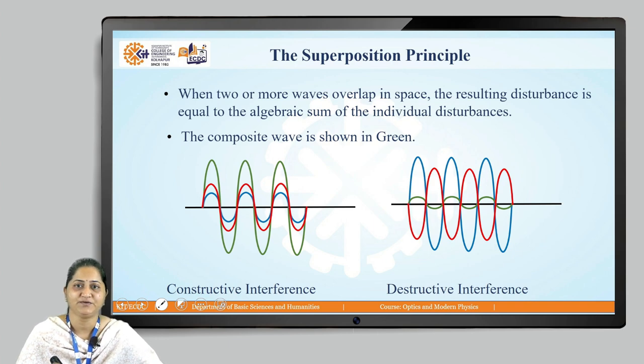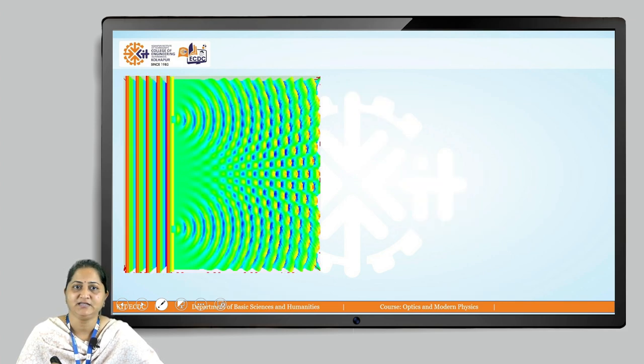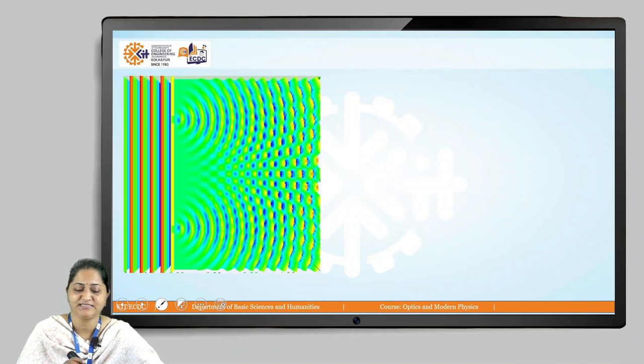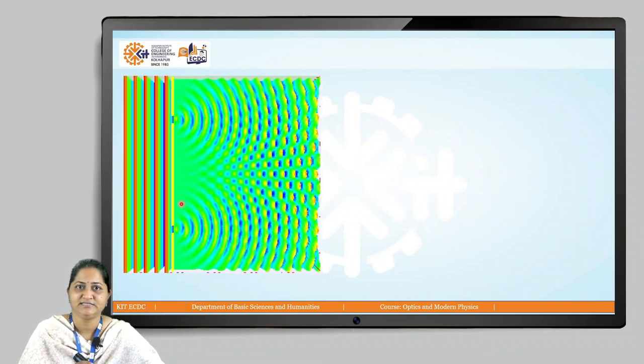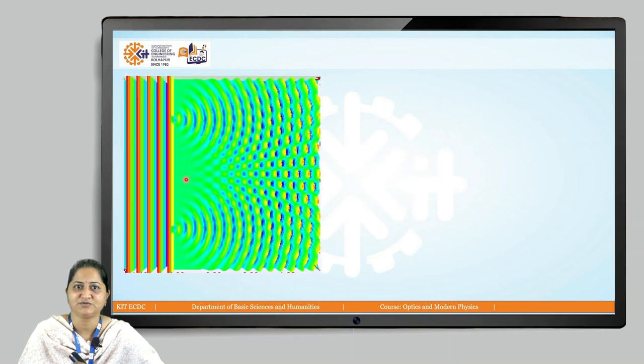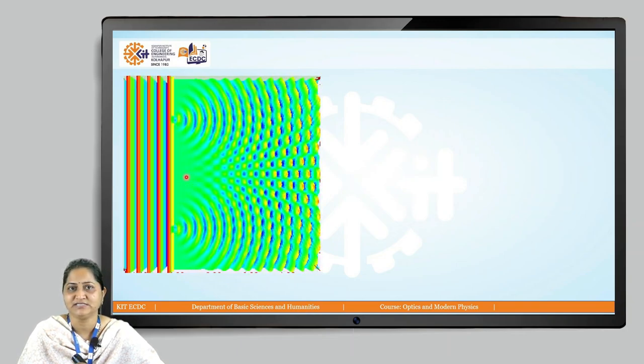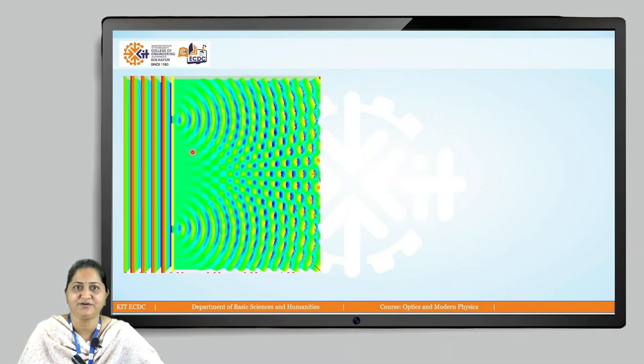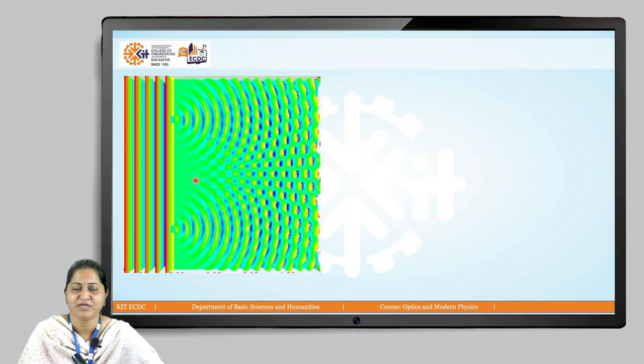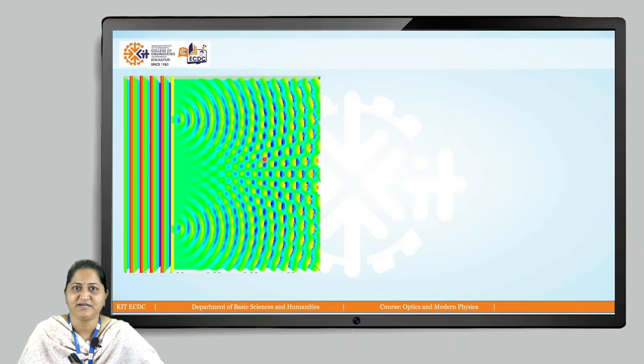So these two types of interference are based on the amplitude of the resultant wave, and this amplitude depends on the phase difference between the participating waves. We observe this interference in Young's double slit experiment. You can see here, there are two slits. These two slits act as two sources. When light is incident on these two slits, separate wavefronts are generated. So the incident wavefront gets divided into two wavefronts.